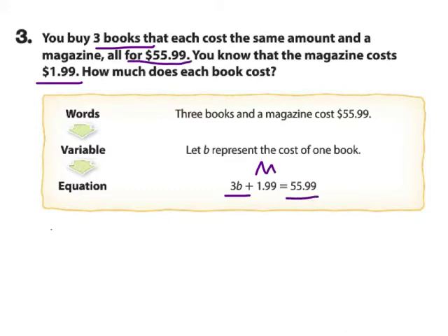So just remember that these are the 3 steps to help you write an equation. You simplify the words, then you represent the variable, whatever we said B is going to represent the cost of 1 book, and then you write your equation.